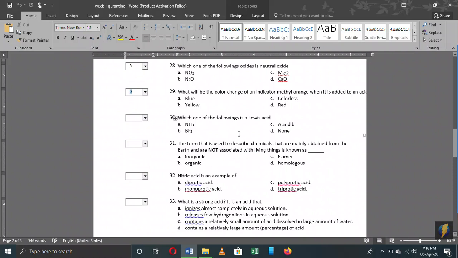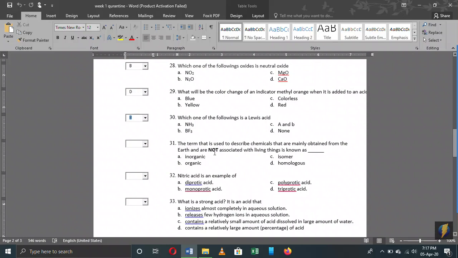Question number 30, which of the following is a Lewis acid? Again, the same thing. Now we have to figure out whether ammonia gives or takes electrons and whether BF3 gives or takes electrons. The example is already in your book if you check it out. Nitrogen over here has a pair of electrons that it can donate, so it will be a base. BF3, on the other hand, has the tendency to take electrons, so it will be an acid. So our correct answer will be B.